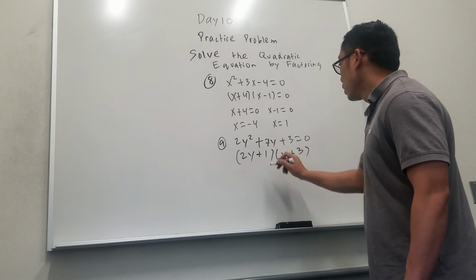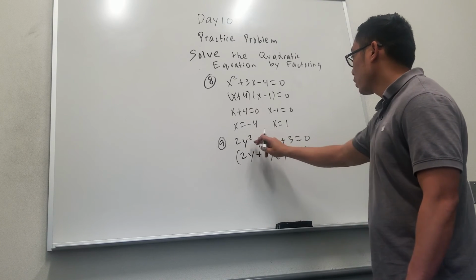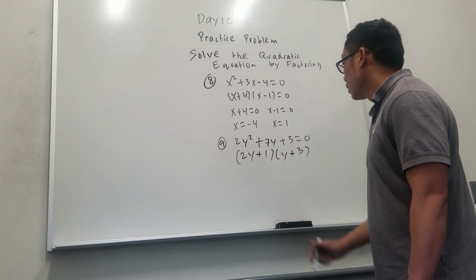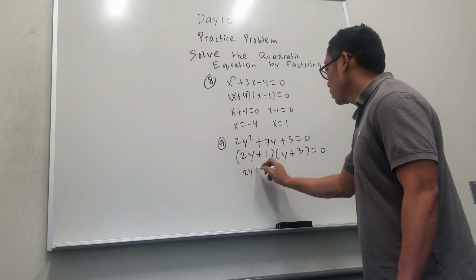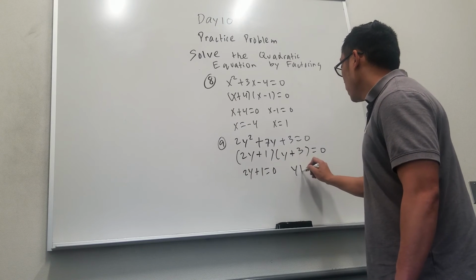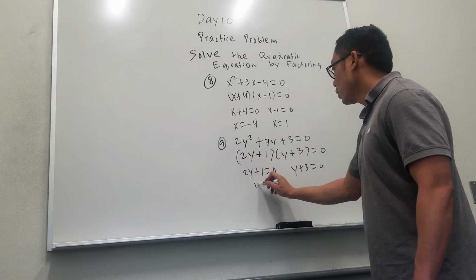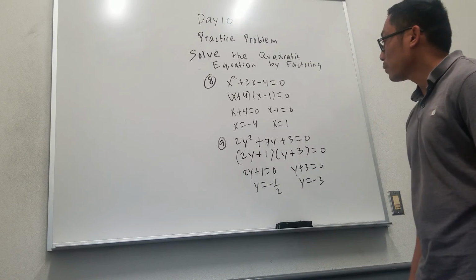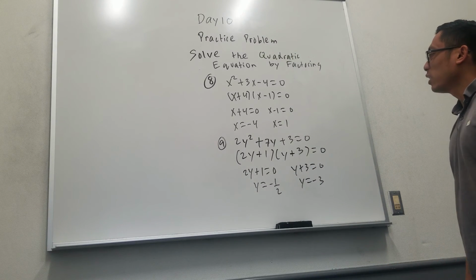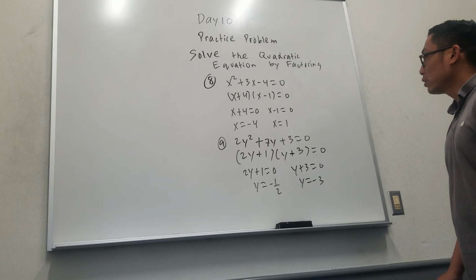3 and 1. And how do I know this works? I can FOIL this, I'll get that original equation. So now I just set this equal to 0. So you have 2y plus 1 is equal to 0, y plus 3 is equal to 0. y is equal to negative 1/2, y is equal to negative 3. That's it. That's all you gotta do.